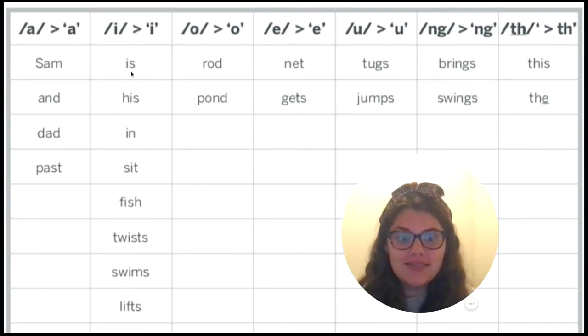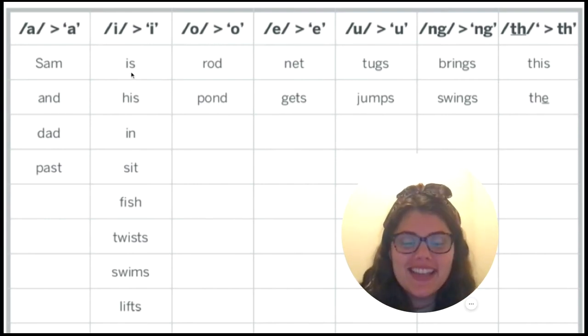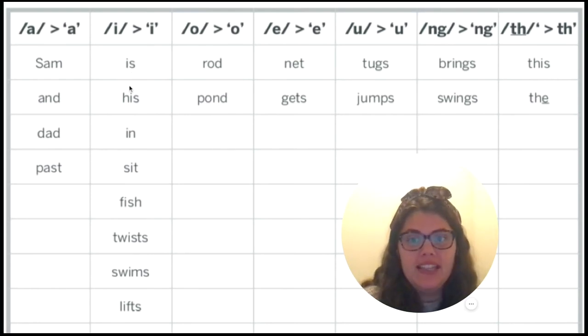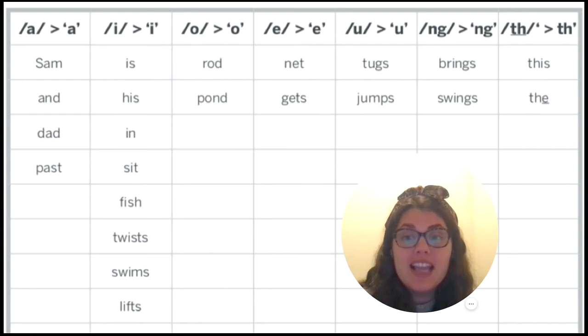Is. This is the word is. The tricky sound of the S because it makes the Z sound at the end. Is the word his. Good job, friends. What's this one? In. Good job. And how about this word? It makes sit. Good job. What's this word, Keeble Cubs? This is the word fish.